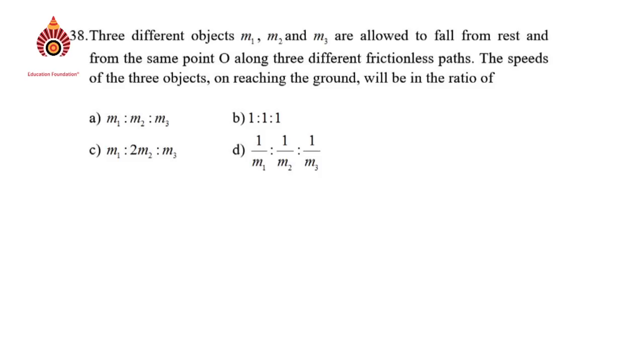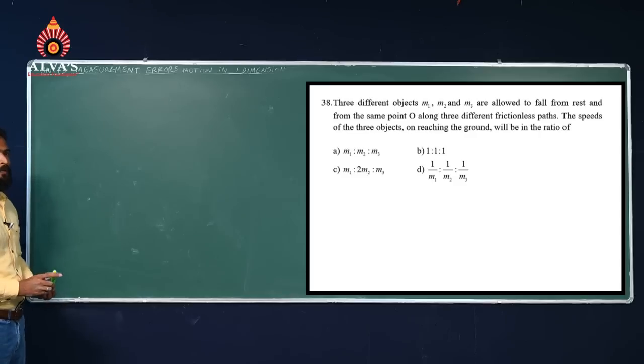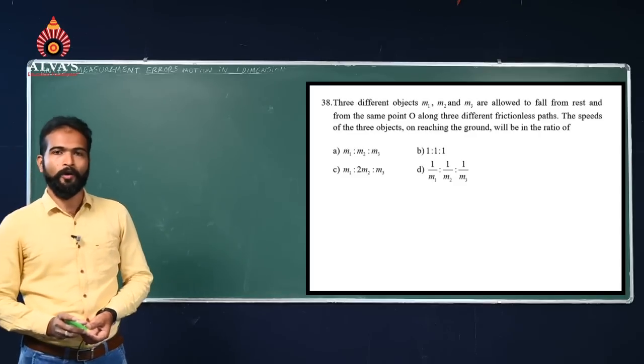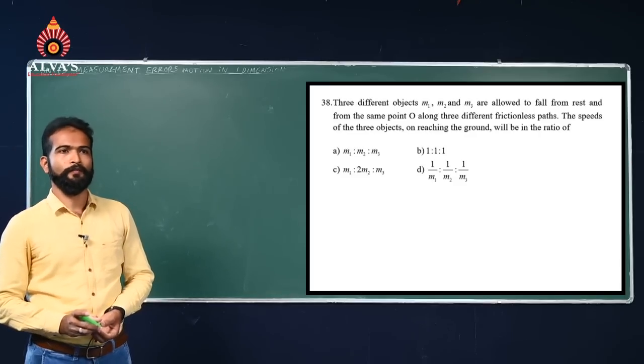Next, three different objects M1, M2 and M3 are allowed to fall from rest and from the same point O along three different frictionless paths. The speeds of the three objects on reaching the ground will be in the ratio. So if you read the question correctly, the different objects have different masses, but there is information given in the question.